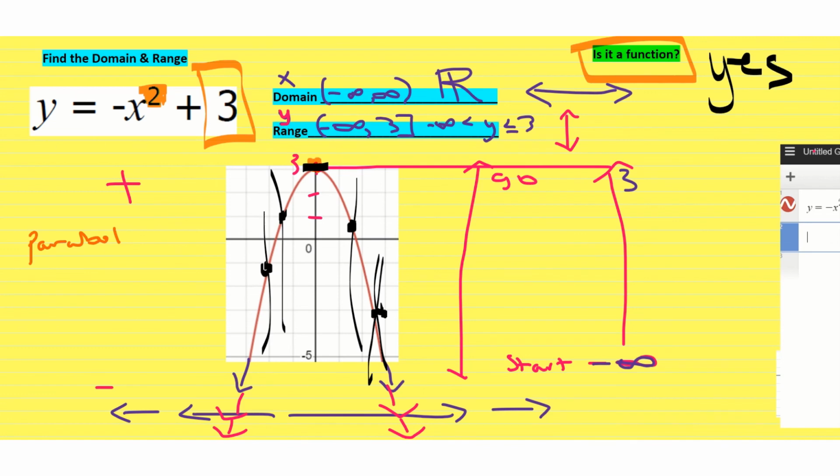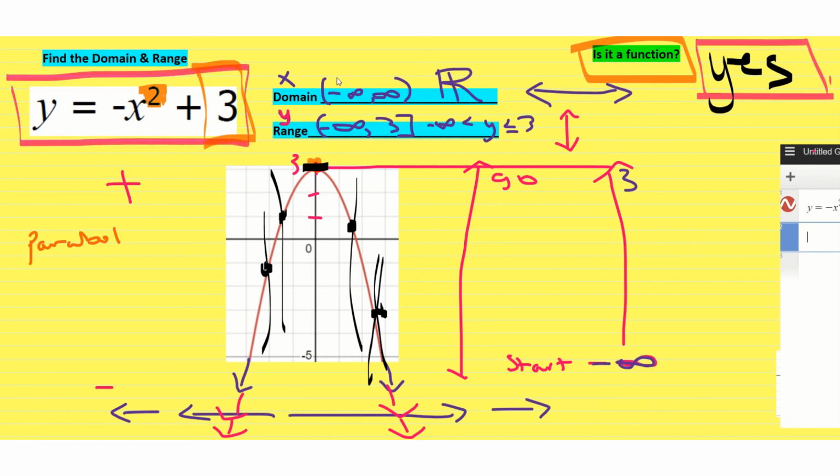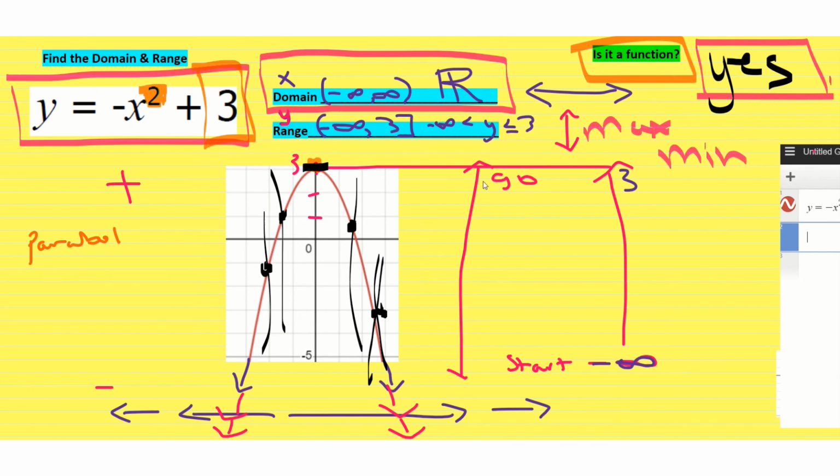So quadratics, which are of the form x squared, are always functions. Yes, they are always functions. And the domain for a quadratic is always all real numbers. Your range is going to be where the maximum or the minimum is. And so this has a maximum at 3.